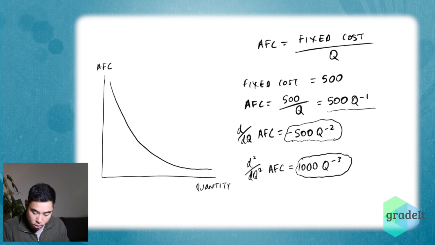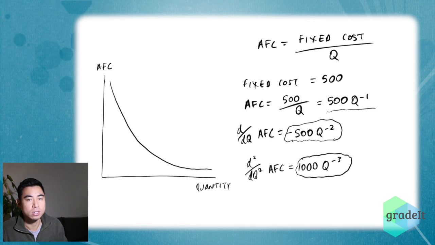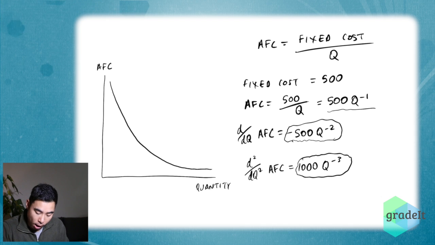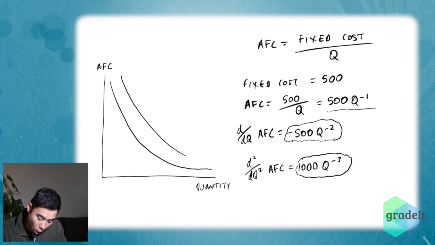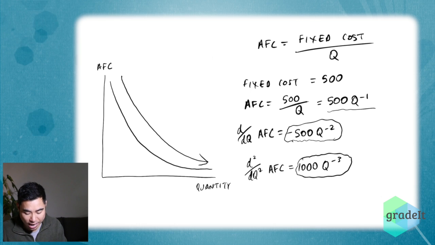So our function is convex, which means that our gradient is getting more and more positive. So as you go down our average fixed cost curve, remember our gradient will always be negative, but it's getting less and less negative as quantity increases. So therefore our average fixed cost curve is going to approach the horizontal axis, but it's never going to cross it.